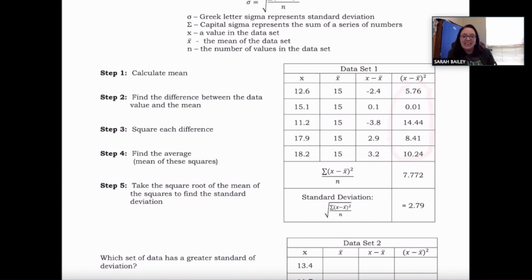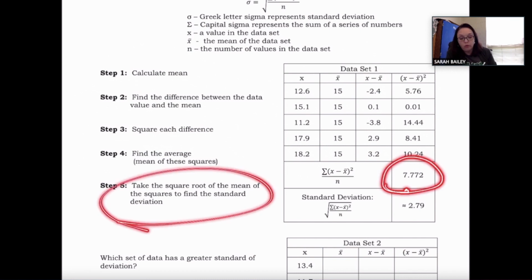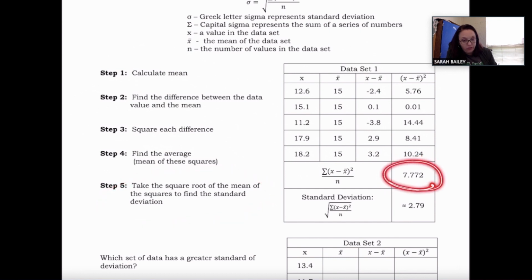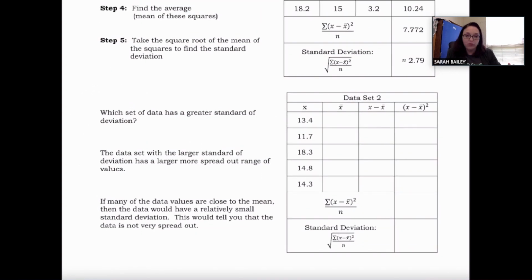All right. Then you're going to find the average of those numbers. So you take all these numbers, add them up, and divide by the number of values there are. So we add them all up, and in this case, we would divide by 1, 2, 3, 4, 5. When we do that, you get this value. Then the final step is to take the square root of that. So we take the square root of this number, and it's about 2.79. That's it. We're done. Okay. So we're going to do this by hand, sort of, and then I'll show you how to use Desmos to do the whole thing for you.